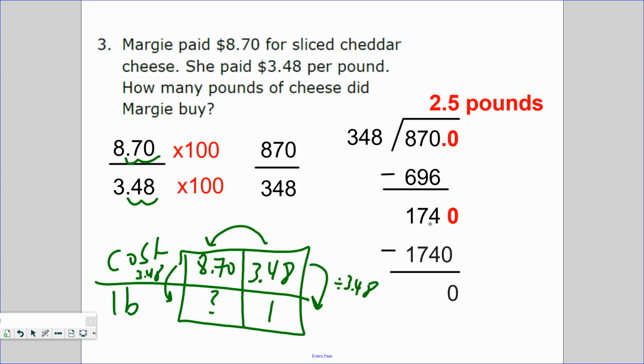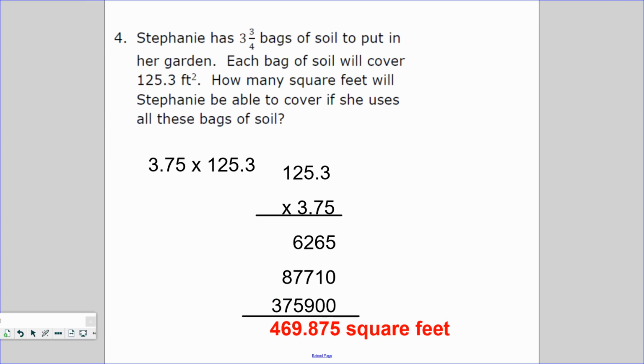870 minus 696 is 174. Annex is 0. How many 348s go into 1740? 5 times. Hence, the answer is 2.5 pounds. To check your work, you can multiply 2.5 pounds by 3.48 cost, and you'll get 8.70.